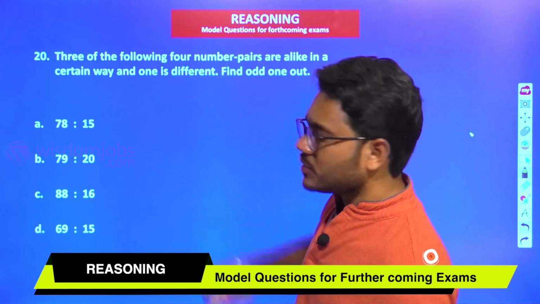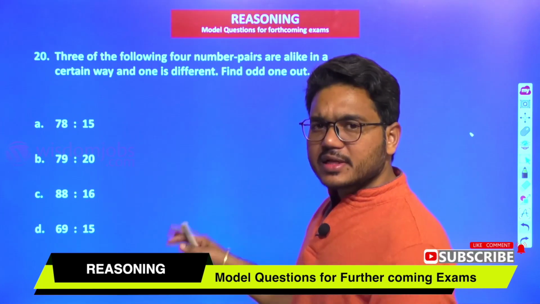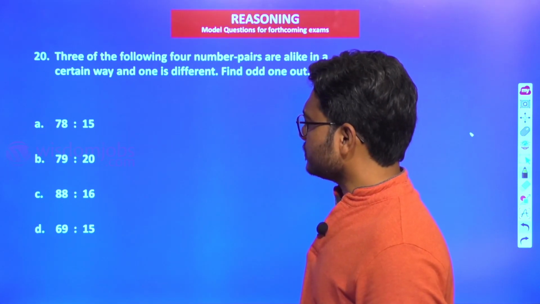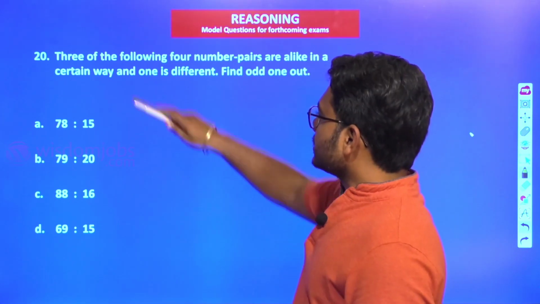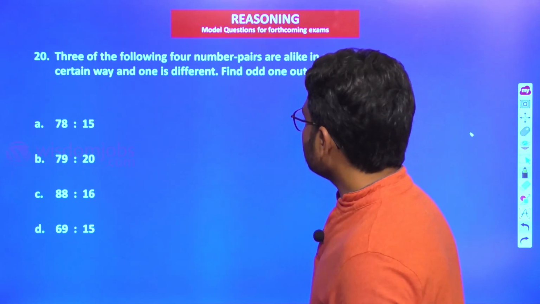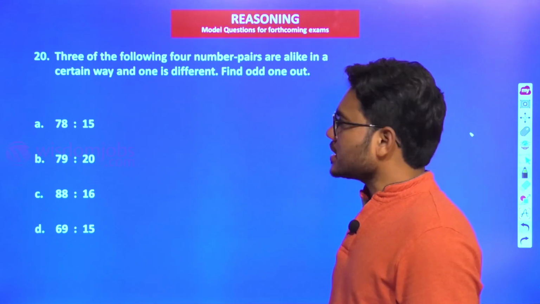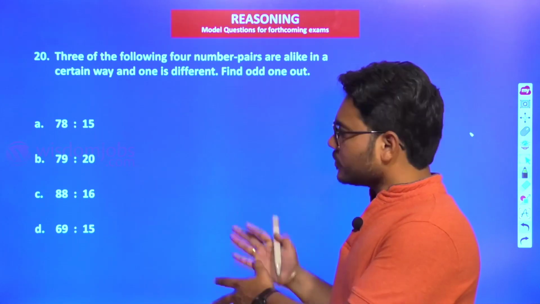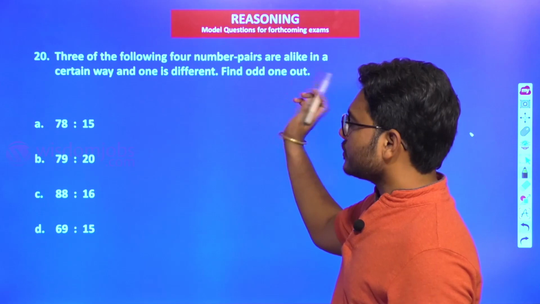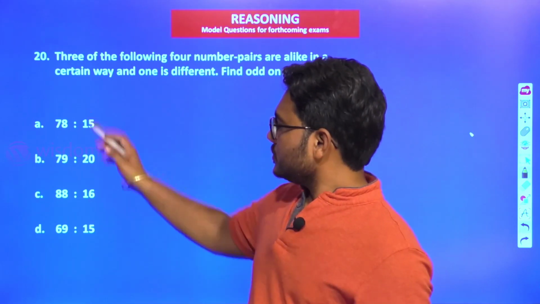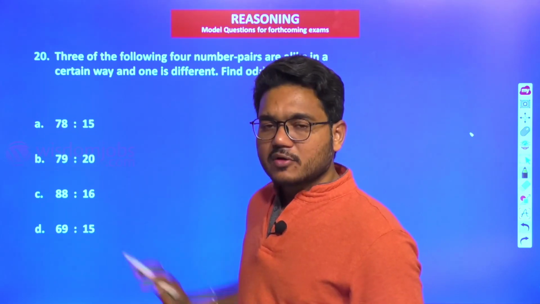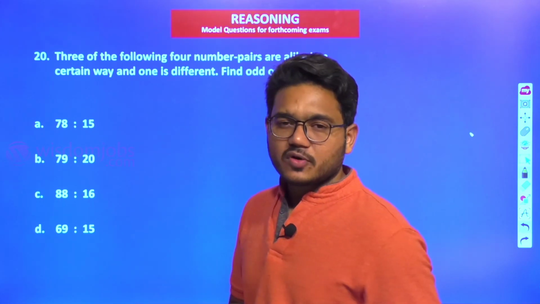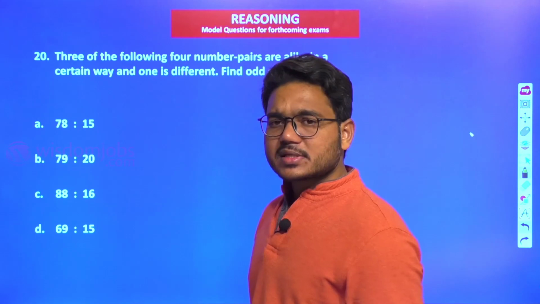Yeah, so let us read out this problem. It is not again an analogy problem. It is more of a series kind of problem. 3 of the following 4 number pairs are alike in a certain way and one is different. So it is obviously an odd one out problem. So find the odd one out. One among these 4 is not following the pattern which the other 3 are following. Okay. So let us see.